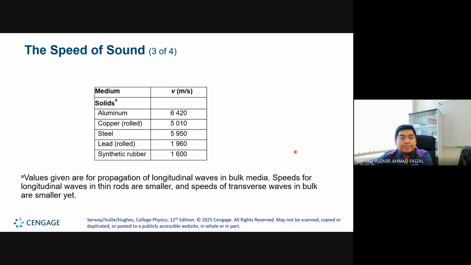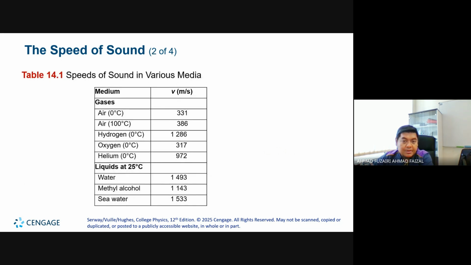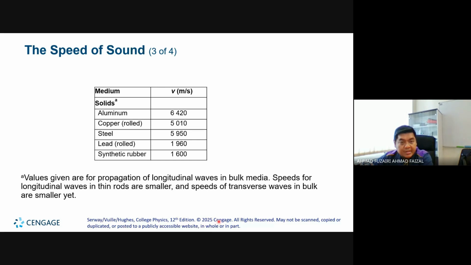So this is the table that lists the speed of sound. Before this we have the speed of sound in gases and liquids. Here are the solids. You can look at the values. They are very big, in the thousands of meters per second, because of the condition of the molecules.